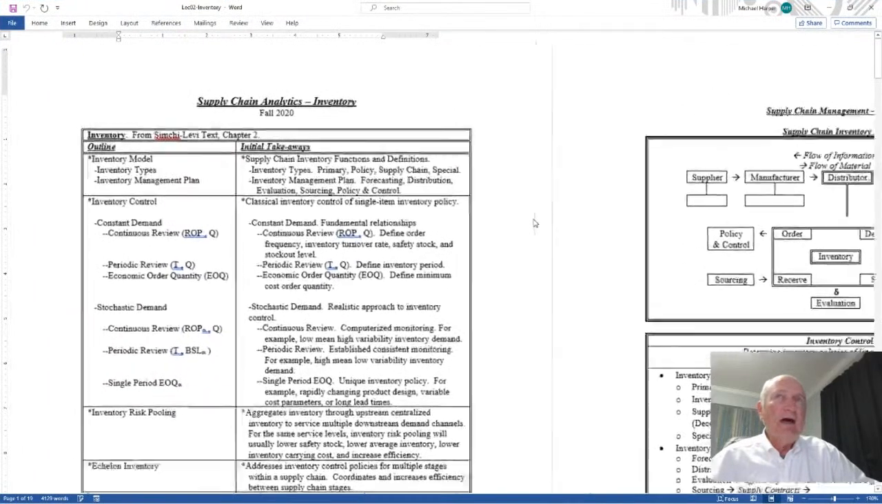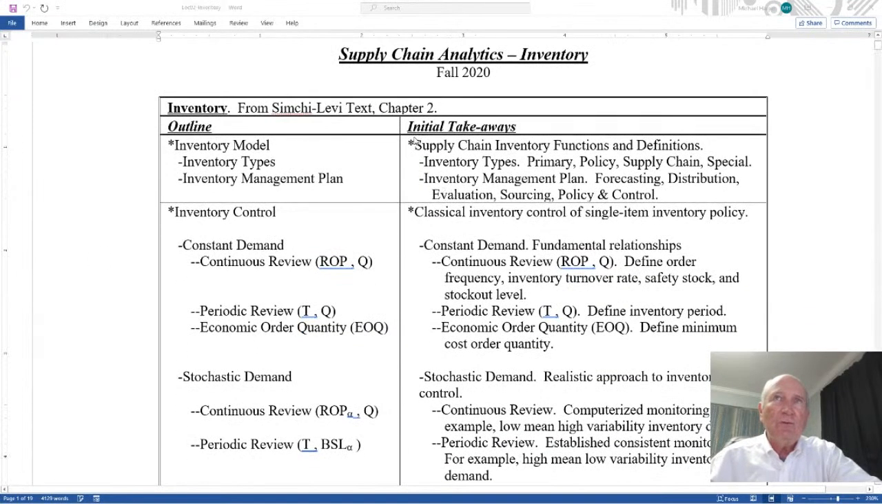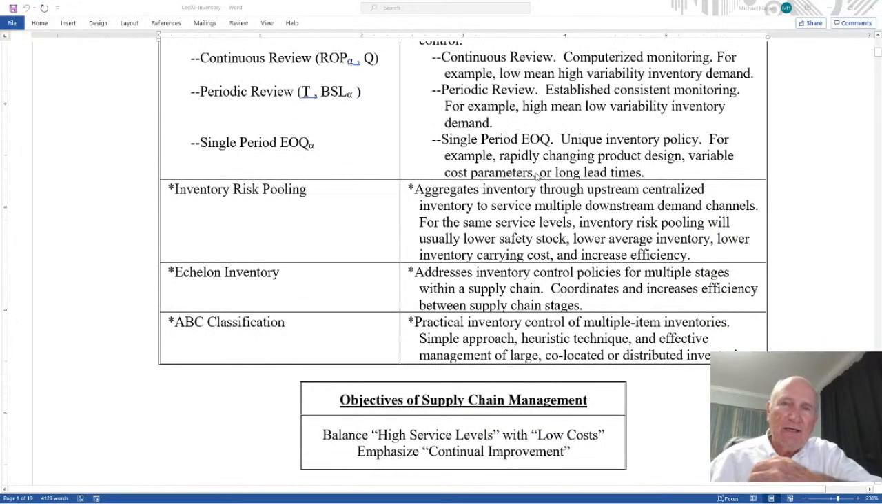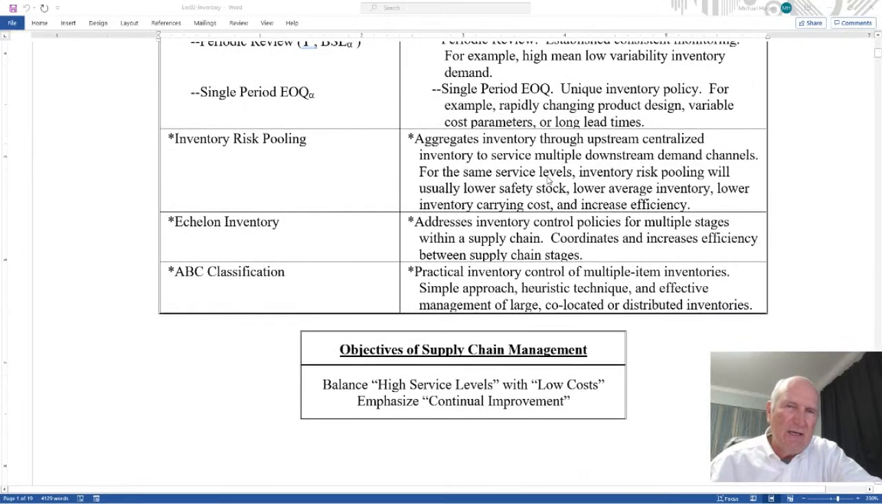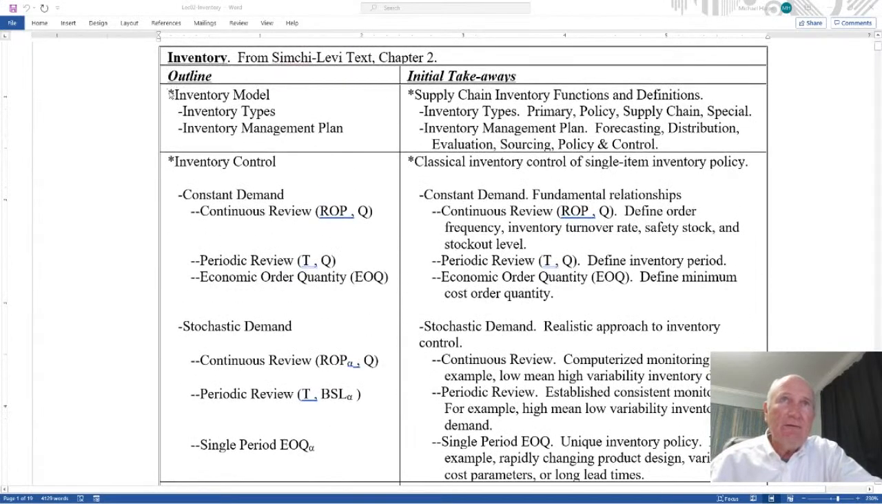Okay, so by way of introduction, I start with an outline of the material, and then the initial, I would say, primary takeaways. This is not everything, but these are takeaways that I'll emphasize, will focus on, and that you'll probably see in the homework as well, and possibly the exam. Okay, coming down here, the inventory model.